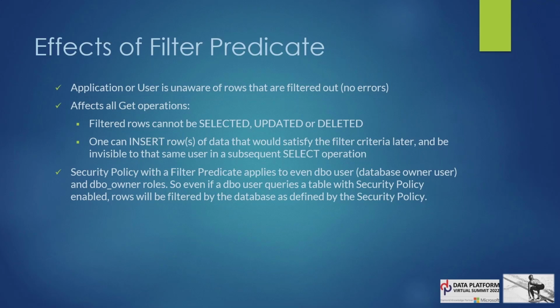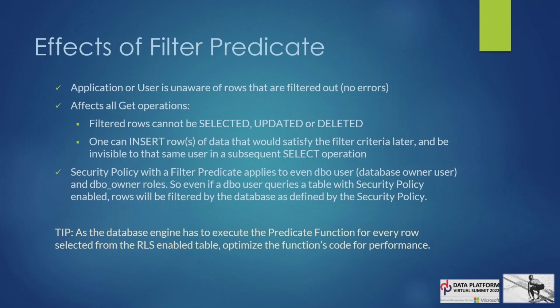A security policy with a filter predicate applies to even DBO users, that is the database owner user. That's key. And the DBO owner roles. So even if a database owner user queries a table with a security policy enabled, the rows will be filtered by the database as defined by the security policy. As the database engine has to execute the predicate function for every row selected from the row-level security enabled table, make sure to optimize the function's code for performance and index any appropriate underlying columns.